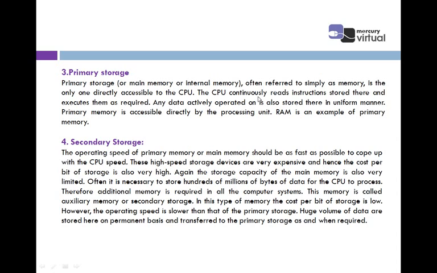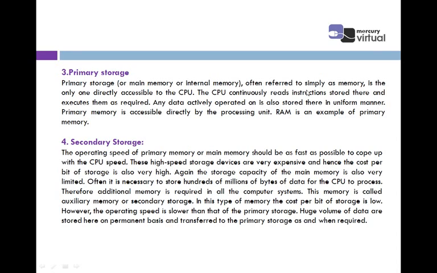The CPU continuously reads instructions stored there and executes them as required. Any data actively operated on is also stored there in a uniform manner. Means in RAM, all the data that is processed by the CPU is stored in a uniform, efficient manner. Primary memory is accessible directly by the processing unit. Means RAM is the internal memory. As the name suggests, main memory or internal memory is directly attached to the CPU.